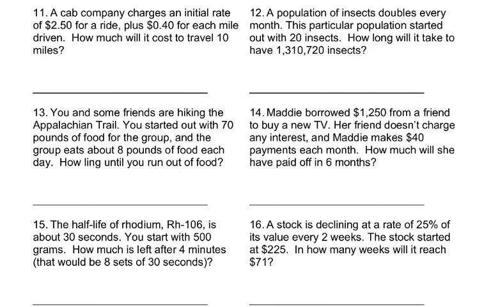Alright, number 13. You and some friends are hiking the Appalachian Trail. You start out with 70 pounds of food for the group, and the group eats about 8 pounds of food each day. How long until you run out of food? So basically your food becomes 0. So you're eating the food, and it's per day, so it'd be f of x equals, we start with 70, we subtract 8 every day.